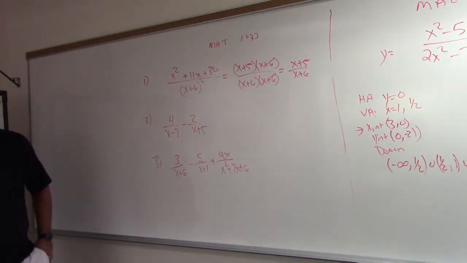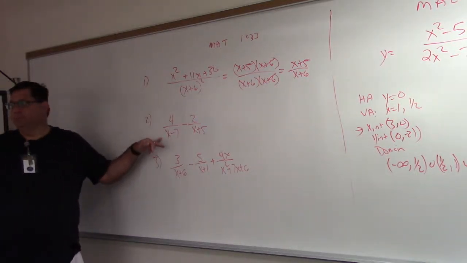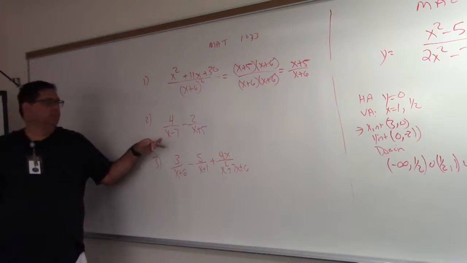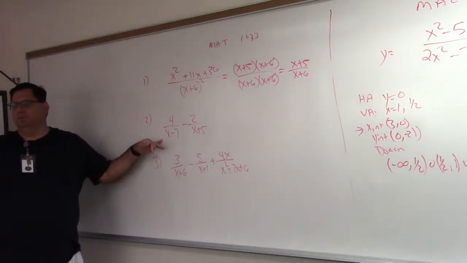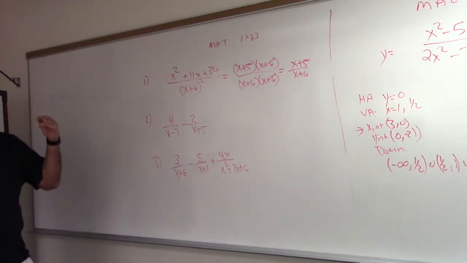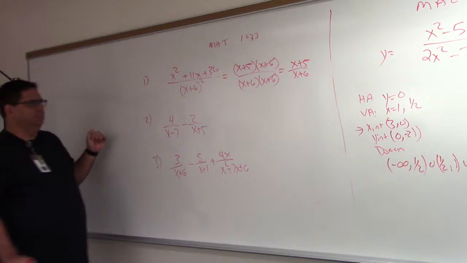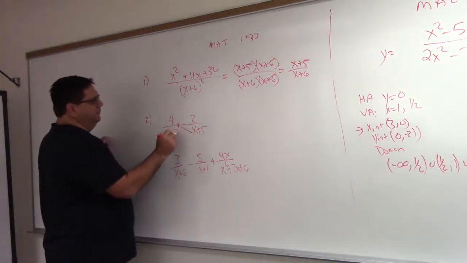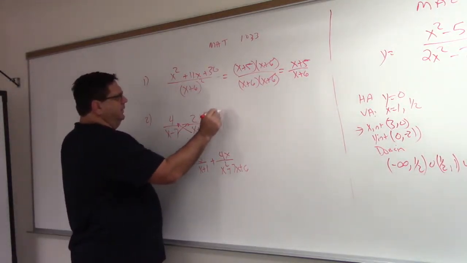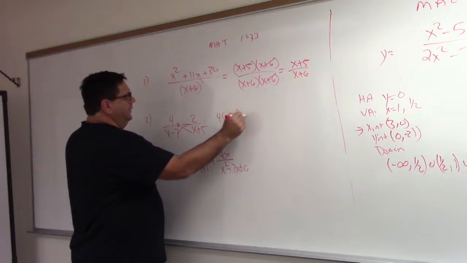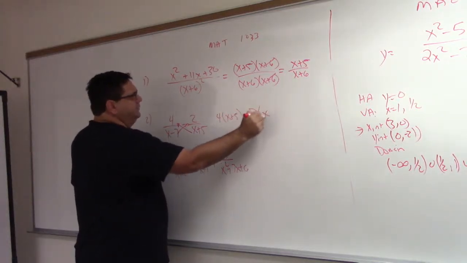All right, what about this one? I got 2x plus 34 over... Go ahead. Not 2x plus 6, 2x plus 34. Why is it 2x plus 34? It's 4x plus 5 minus 2x minus 7.